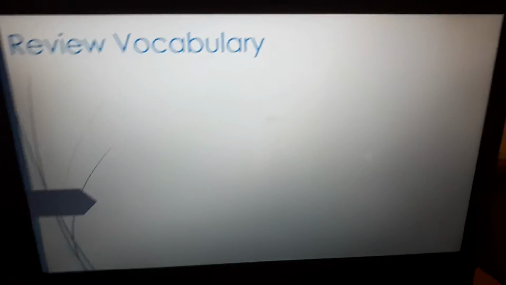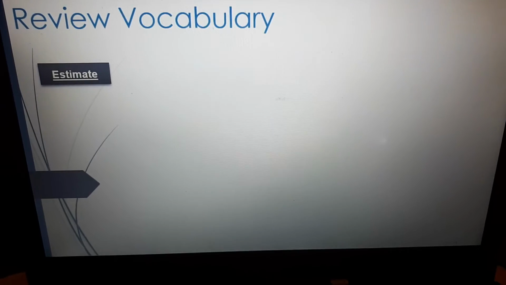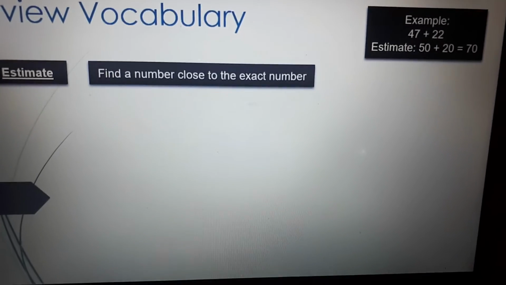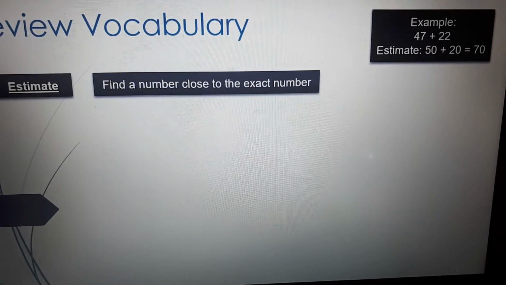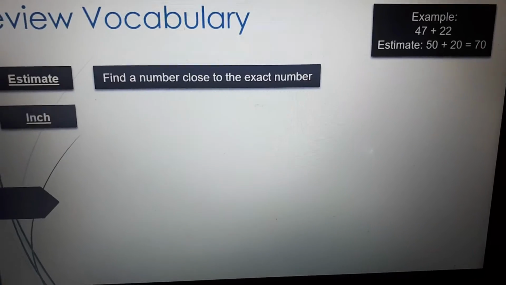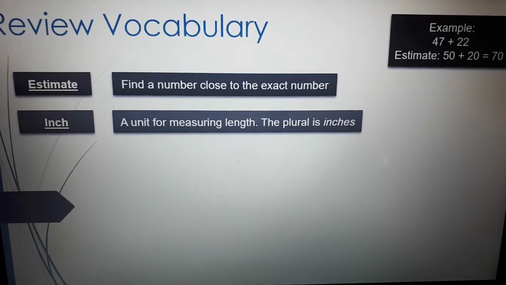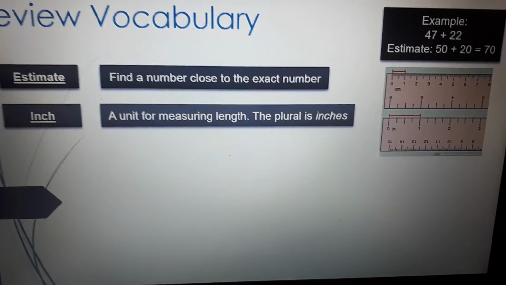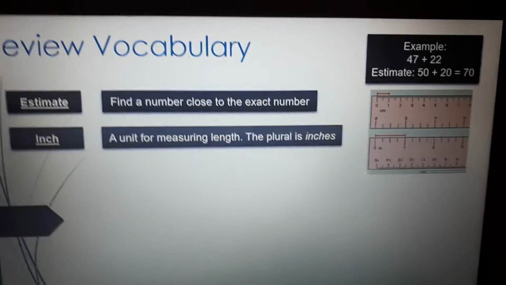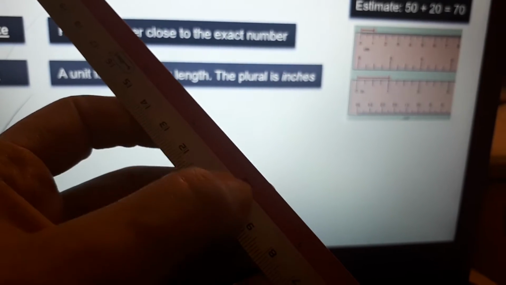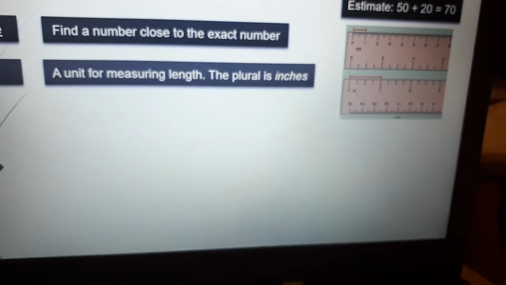Let's review the vocabulary words that we took last week. Estimate. What do we mean by estimate? Remember, find a number close to the exact number. Example: 47 plus 22. The estimation is 47 will become 50, 22 will become 20, 50 plus 20 is 70. Inch, a unit for measuring length. The plural of inch is inches. You see here in this ruler that I have, here is the inch and here is the centimeter.